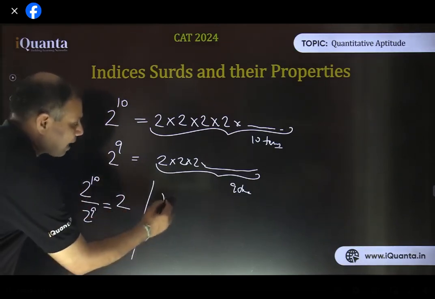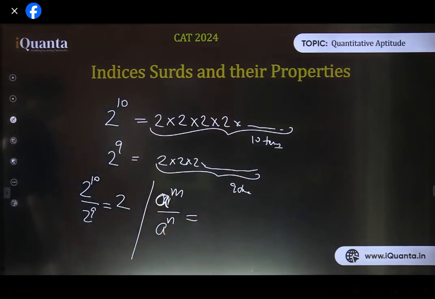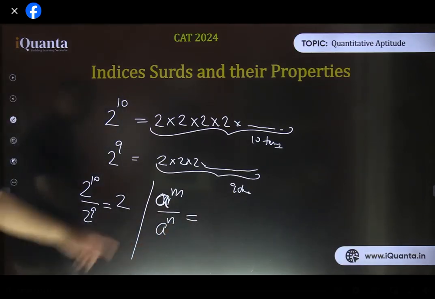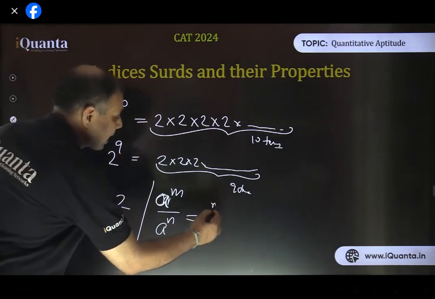It is going to be 2, right? Because from these 10 powers, 9 powers are cancelled, and only a common factor 2 is remaining. So in general, if I have a power m upon a power n, what is the answer going to be? It is a raised to power m minus n.